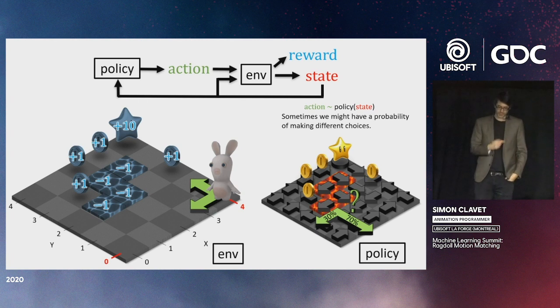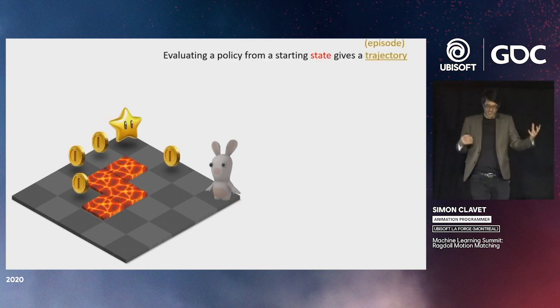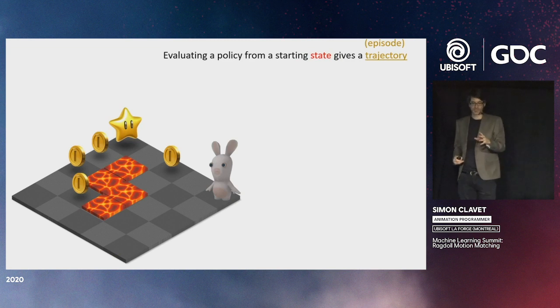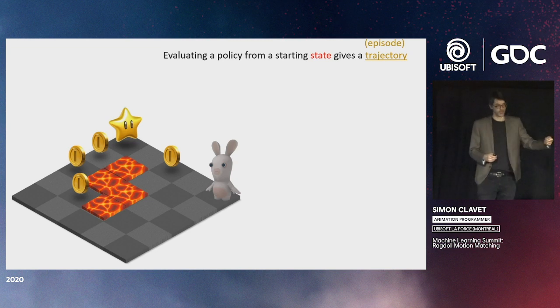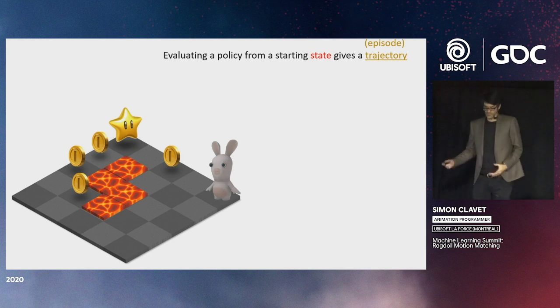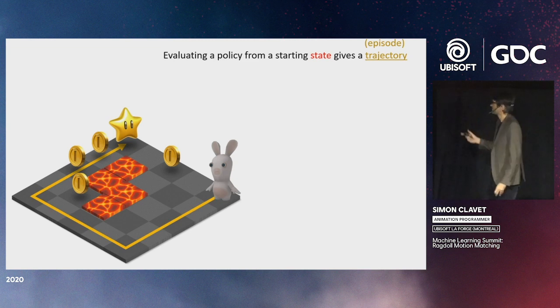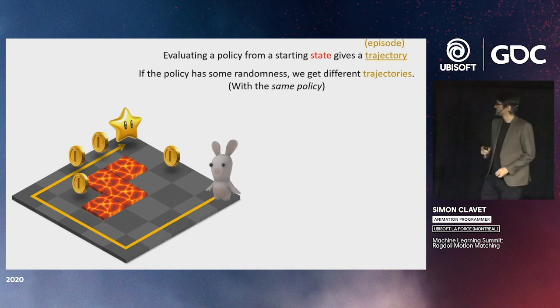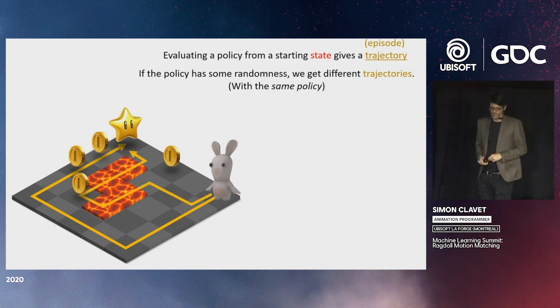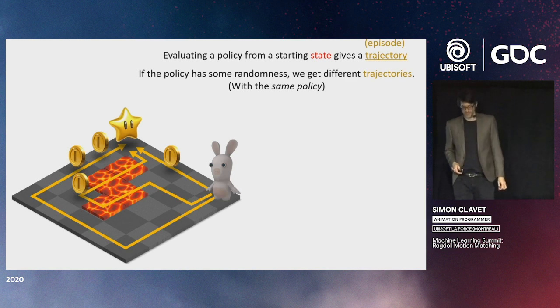And now we need to define more things. When you evaluate a policy in an environment from some starting state, the starting state is decided by the environment. Every time you start evaluating a policy, the environment can put you in a state. Then what happens is you get a trajectory. You can also call it an episode, it's a synonym. It's a little path in the state space. If the policy has some randomness, you could get different trajectories even with the same policy. So let's say you get this and this, different trajectories with the same policy.